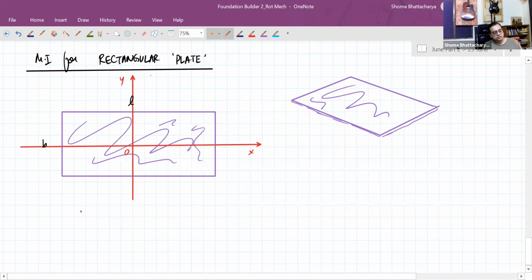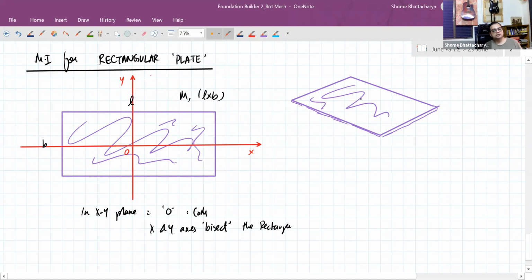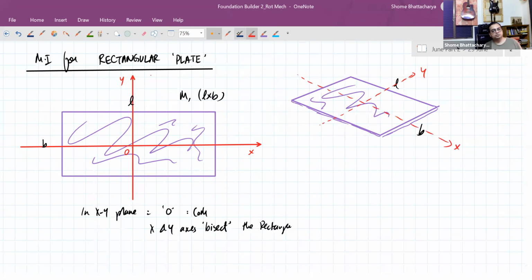So this is in the XY plane, with O as the center of mass, and X and Y axis bisect the rectangle. And it has mass M, dimensions obviously L into B as we've seen. This is L, this is B. So in this diagram, you can see that this would be my y-axis, which is bisecting the length, and this would be my x-axis, which is bisecting the width. And more importantly, z-axis would now be like this one.